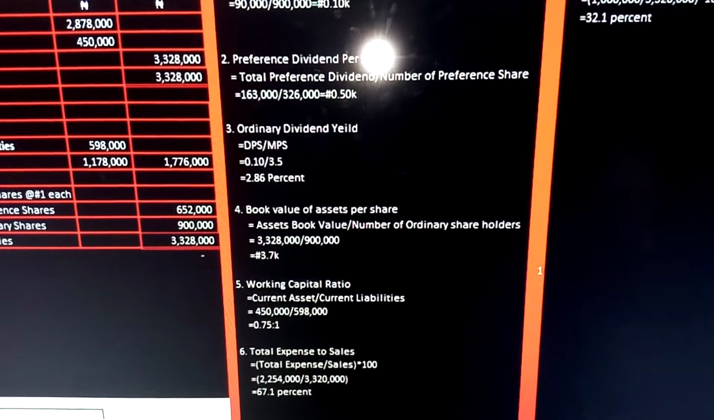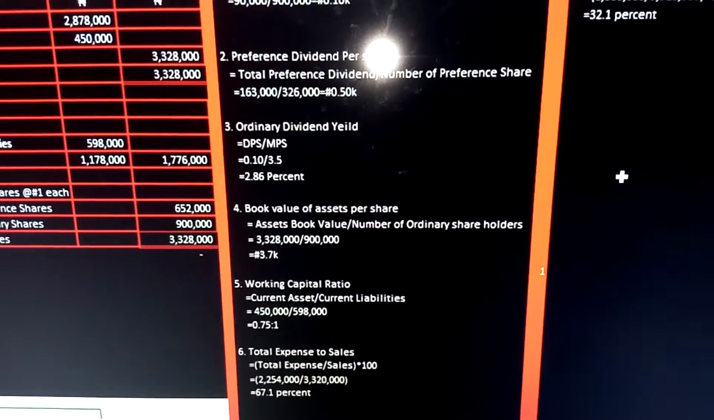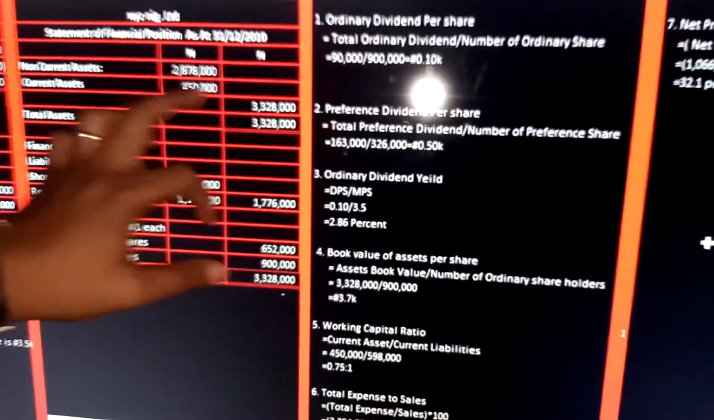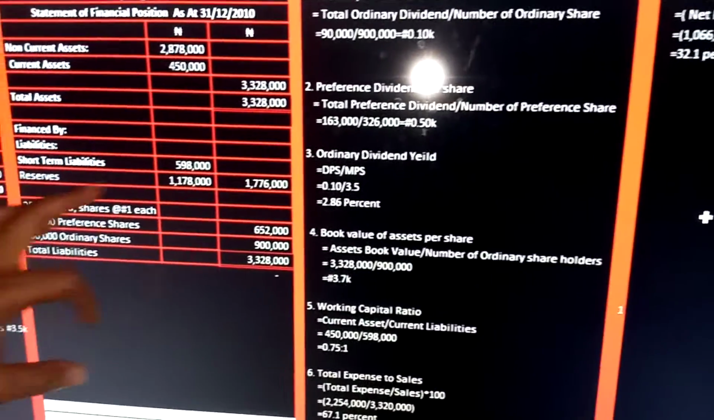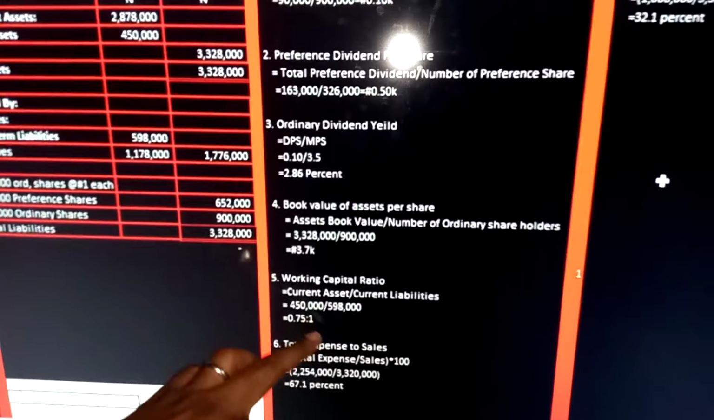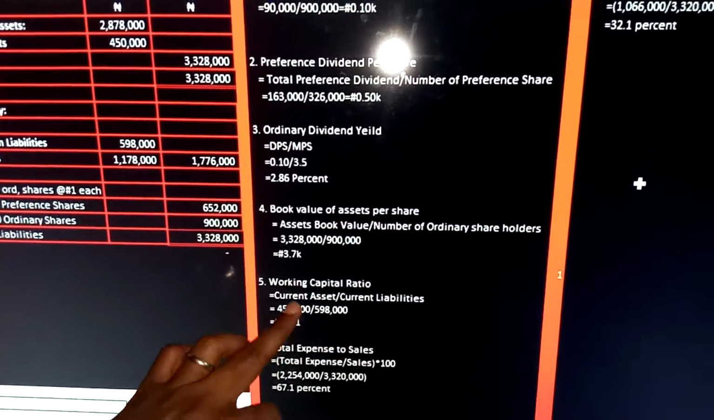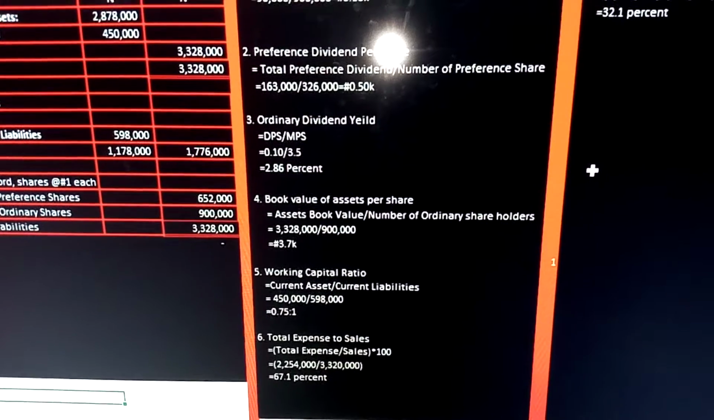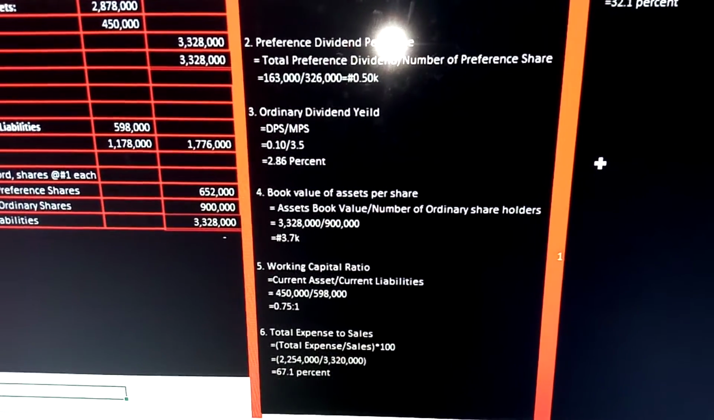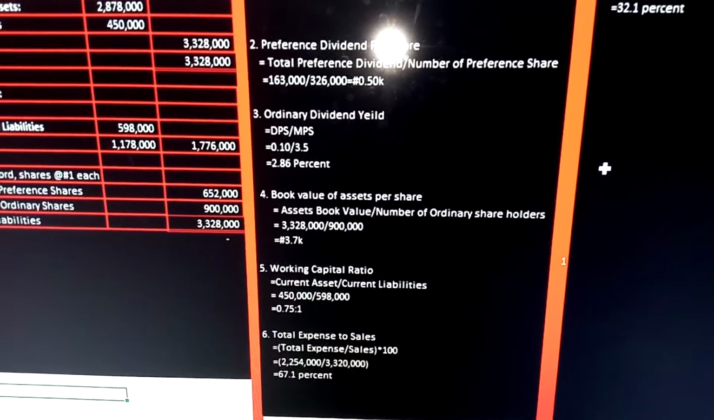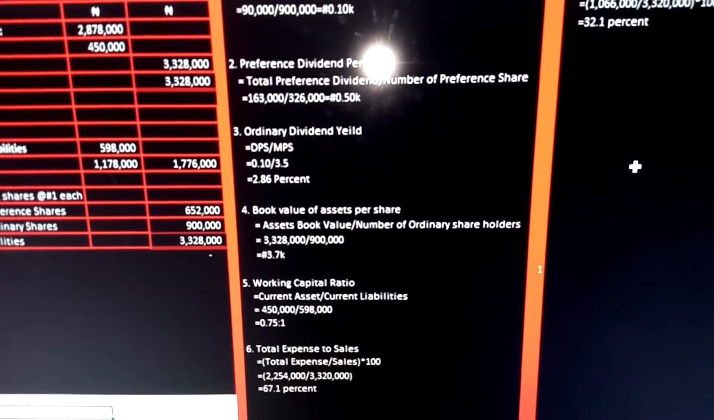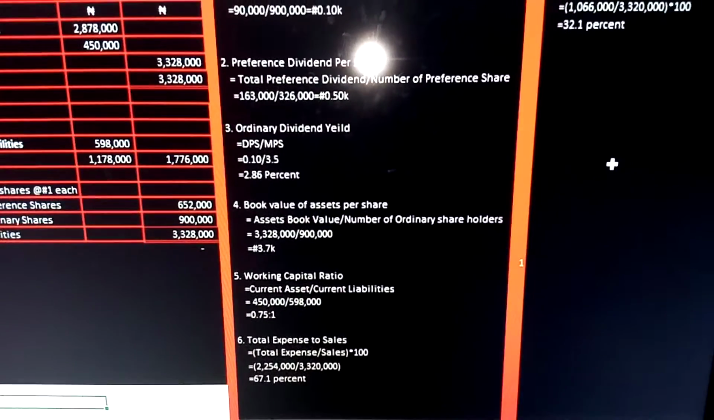So we have working capital ratio. What's working capital ratio? Current asset divided by current liabilities. That's the formula. So what's the current asset here? 450,000. Current liabilities here is what? 598,000. So we have 450 divided by 598. That's 0.75 to 1. So that means your current asset here is not equating your current liabilities. In fact, your current liability is higher than your current asset. Not a good position for liquidity.